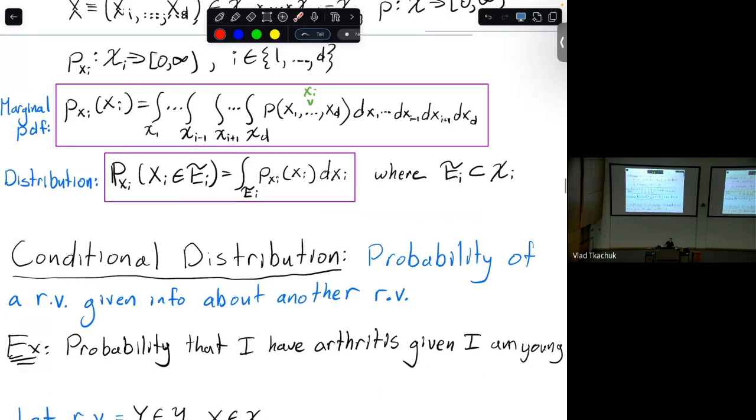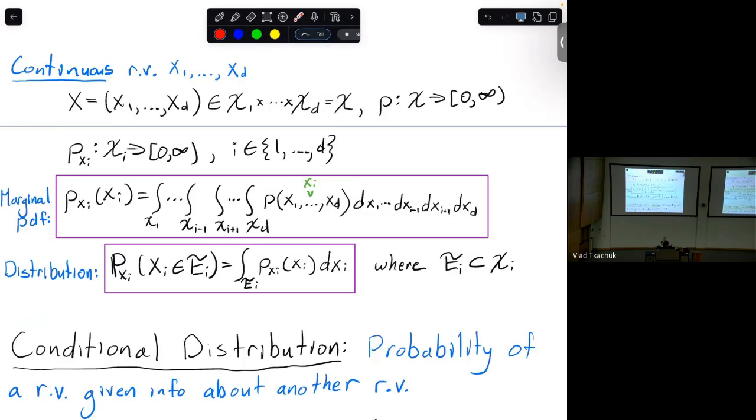Okay, great. So far we've talked about the case where maybe you want to talk about one random variable, what's the probability of it, but you have this joint thing. This joint PMF or PDF is going to give you the ability to talk about more than just the probability of a single thing. You might want to ask, what's the probability that I have arthritis given that I'm young? Or what's the probability of arthritis given that I'm old? These are called conditional distributions. The conditional part is that you're conditioning on some other outcome.